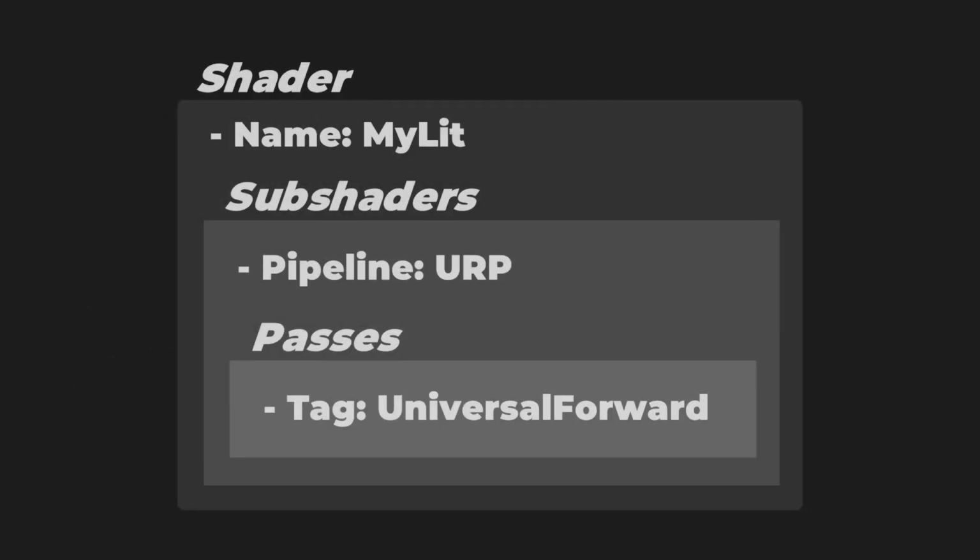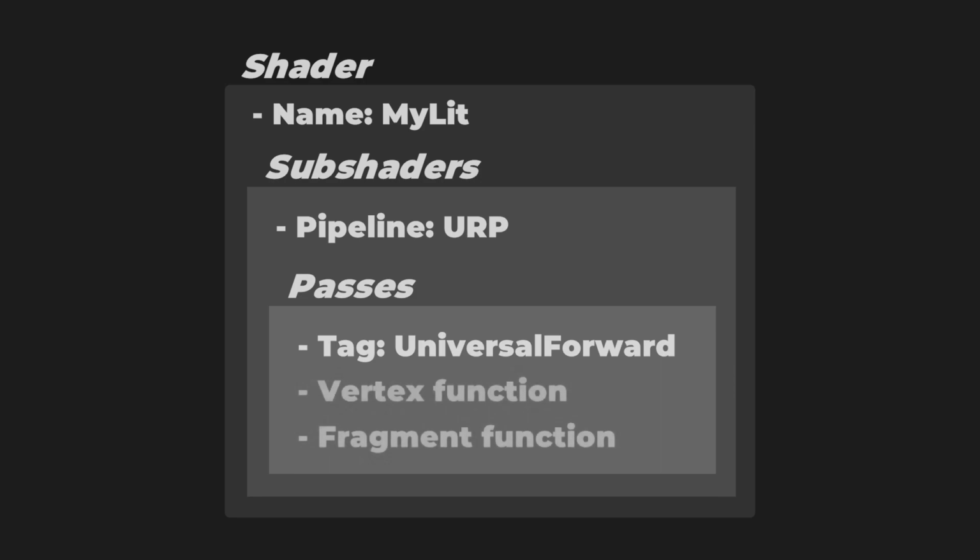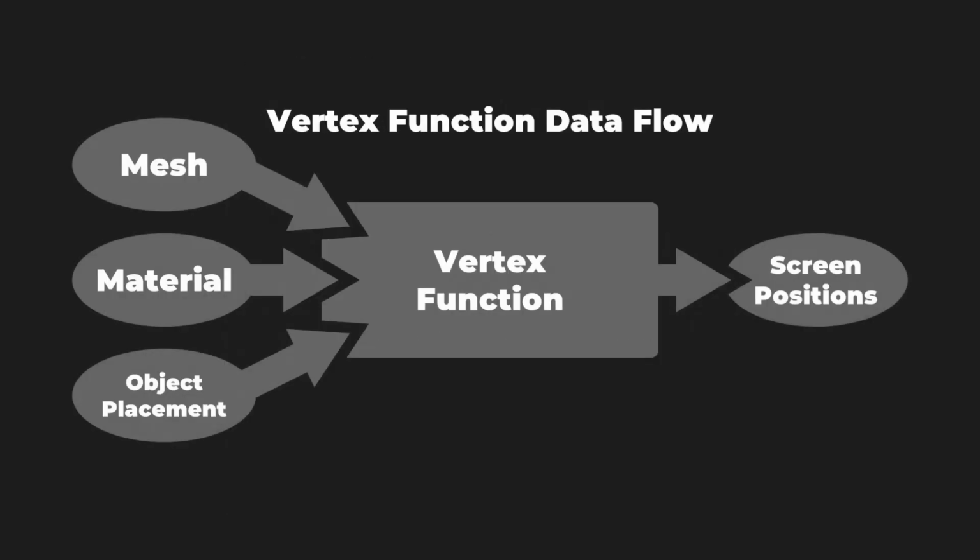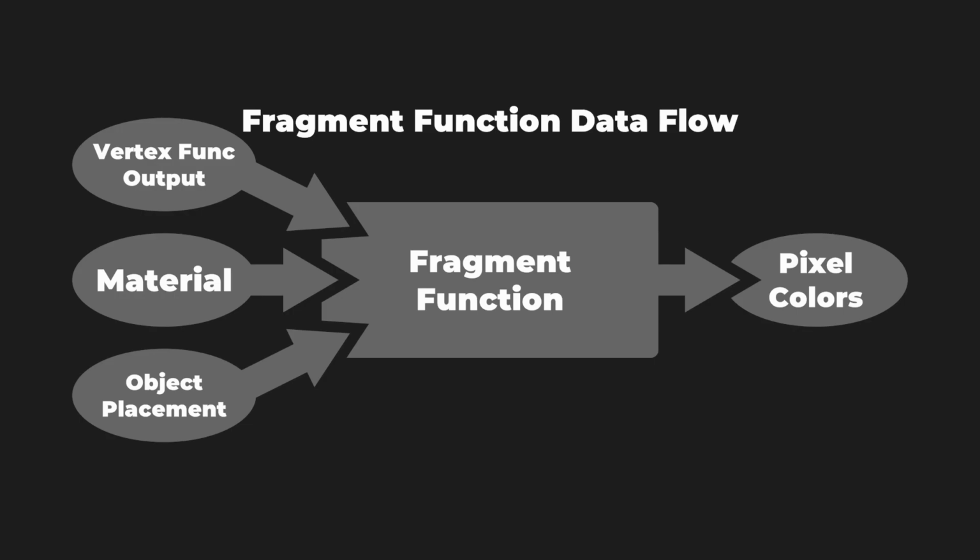There are two standard functions which the system calls, kind of like the start and update functions in monobehaviors. These functions are called the Vertex and Fragment functions, and every pass must have one of each. These both focus on transforming data from one form to another. The Vertex function takes mesh and world position data and transforms it into positions on the screen. The Fragment function takes those positions as well as material settings and produces pixel colors.